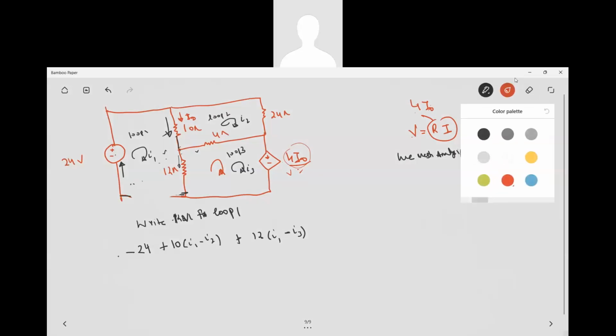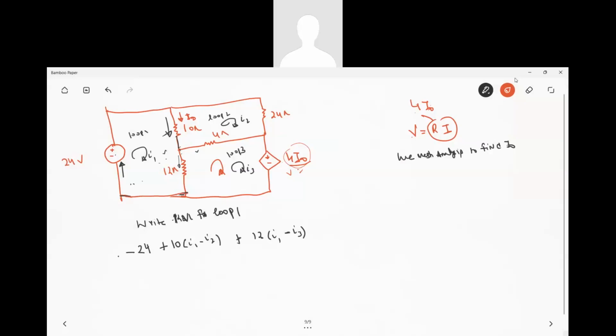Okay, good. So this you understood. Okay, 12 (I1 minus I3) equals to 0, correct? If you solve this, 10 I1, 12 I1, 22 I1, correct? So this will be 22 I1 minus 10 I2 minus 12 I3 minus 24 equals to 0, correct?